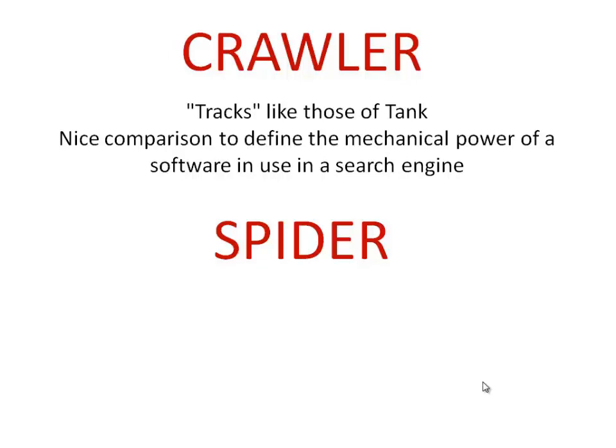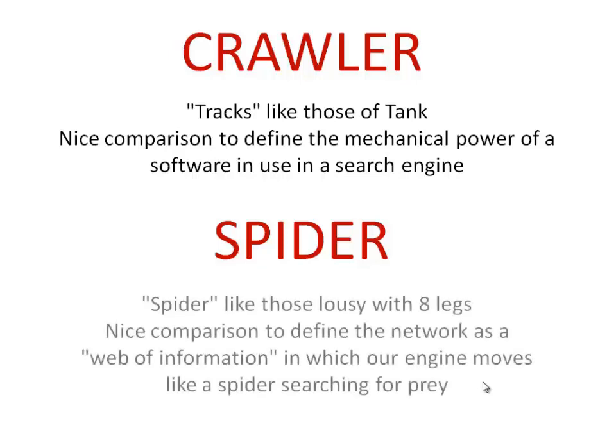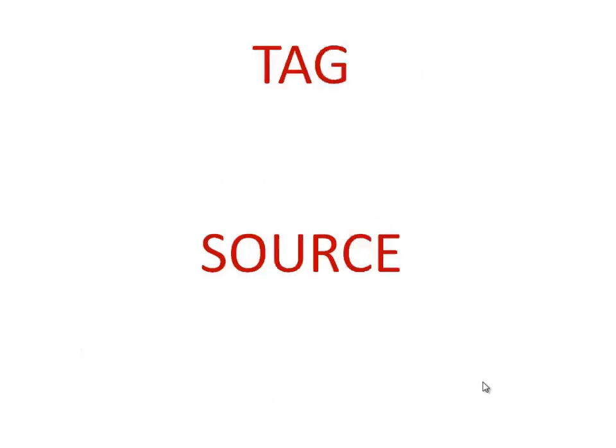The spider, intended just as the arachnid, is another nice comparison with which the software of a search engine is defined, and which sees the network as a large web of information within which search engines move quickly in search of their prey. Now we move on to where they are looking and how they look at the information in the engine, or the two technical terms that are the tags and the source.